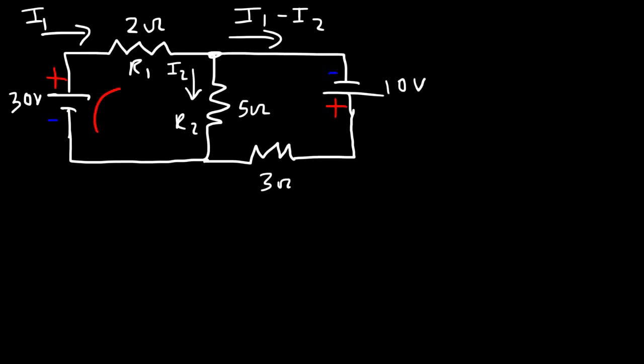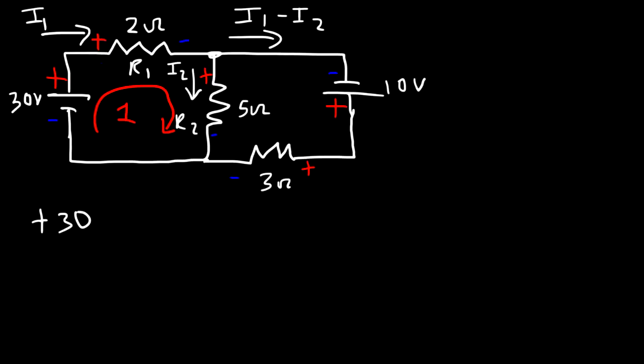So let's start with loop 1. Initially we're going in this direction towards the positive part of the battery. So that's going to be a voltage lift of 30. And based on the direction of the current, this is going to be positive, and this is going to be negative. So remember, the current flows from high potential to low potential.